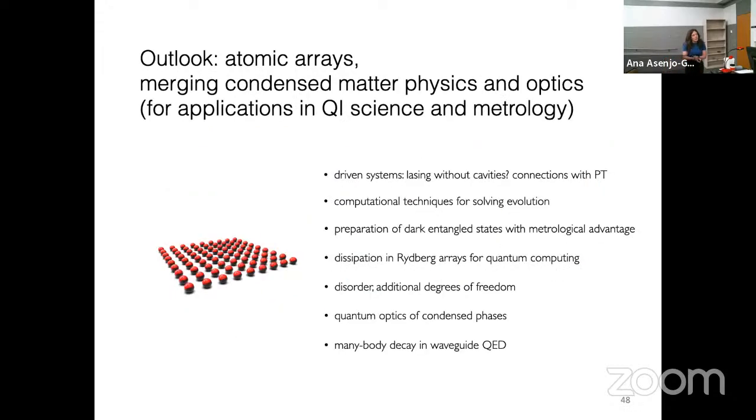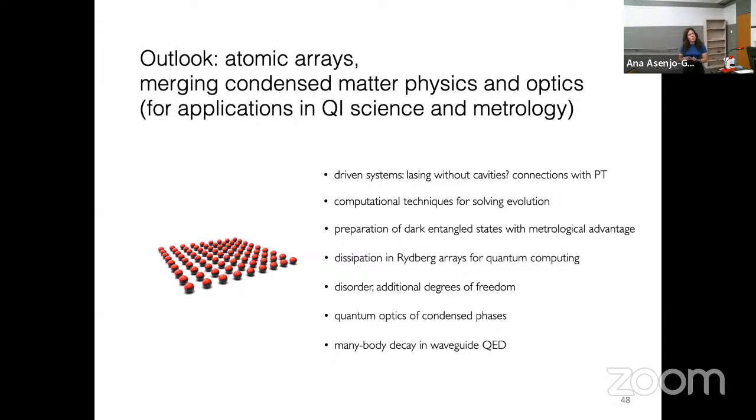Okay, so with this, I've arrived at my outlook. I really think that this platform of atomic arrays is an interesting merging of condensed matter physics and optics. And I just wanted to tell you some of the problems that I think are exciting. So one thing that we are starting to do is try to incoherently drive the system. Then you go to a steady state, and you can make connections with actual phase transitions.